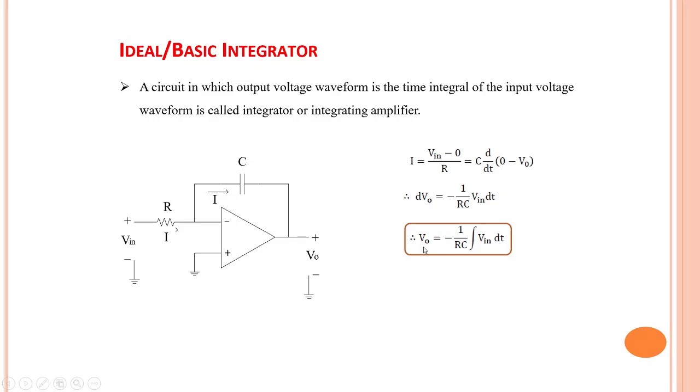Integrating that equation, we'll get the expression for V0 as minus 1 upon RC integration of Vin dt. Here we neglected the constant of integration. Actually, the constant of integration will be the output offset voltage, which is quite low or which can be taken care of.